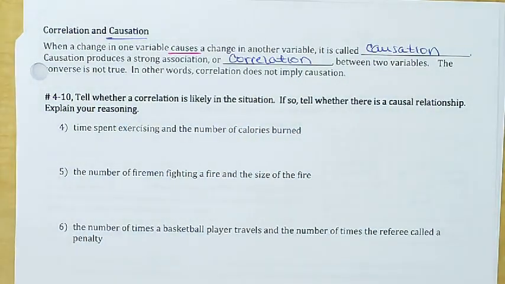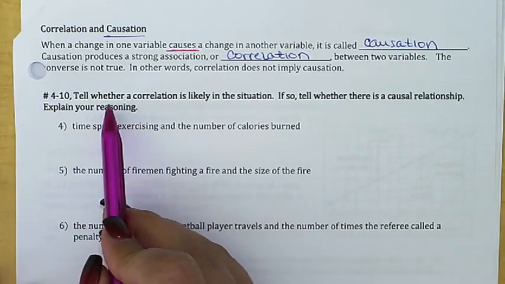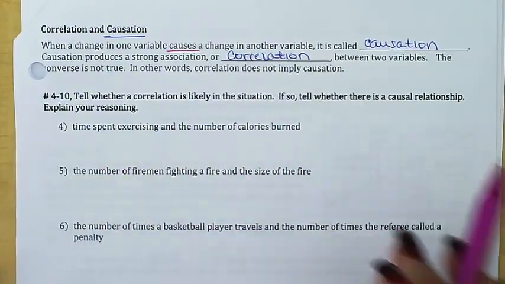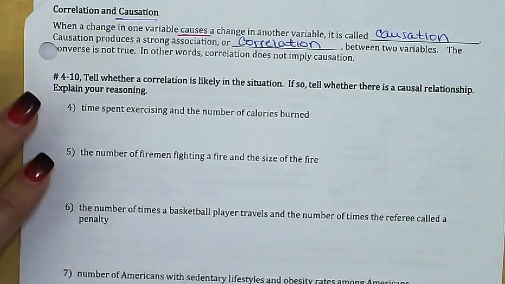Okay, so let's see if we can explore here what some of these might be, whether it's a causation or a correlation. So tell whether a correlation is likely. If so, then tell whether it's a causal relationship. So let's start with the first one.